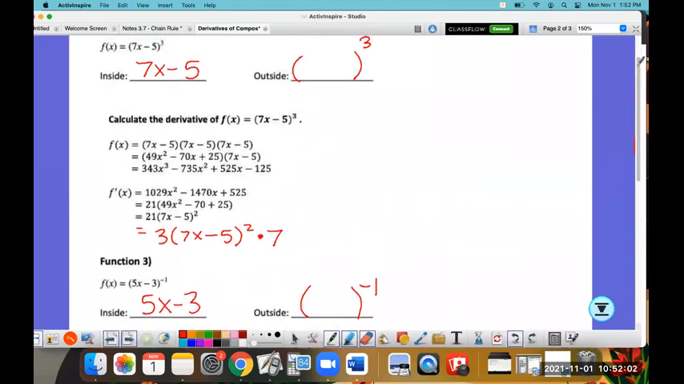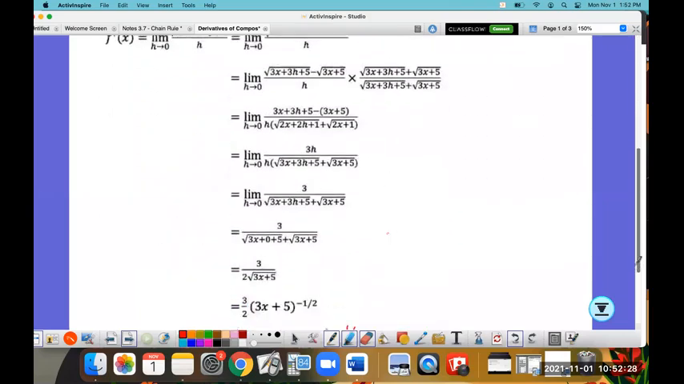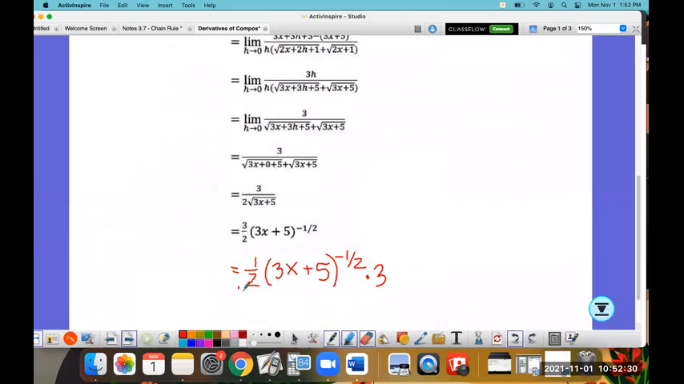Function 2, parentheses to the 3. Does that look like the derivative of the outside? Derivative of the inside? What would the derivative of this outside be while I have this up here? Let's see, do we have that down here? Yeah, we have that. And then the derivative of the inside, would that have been 3? Perfect.